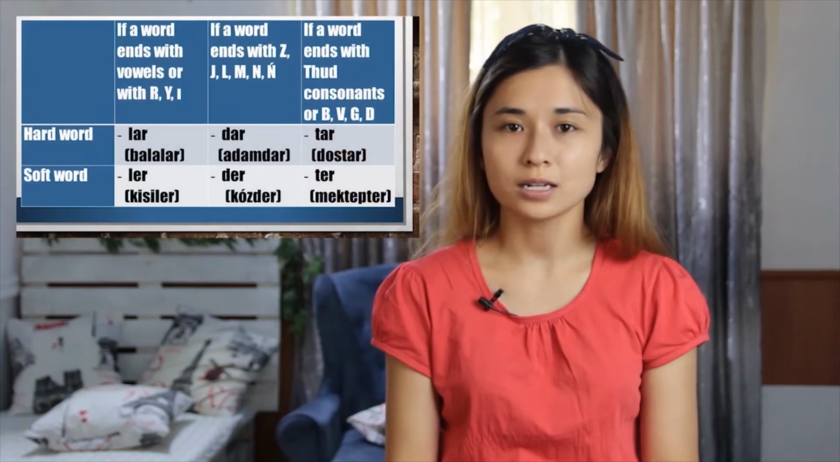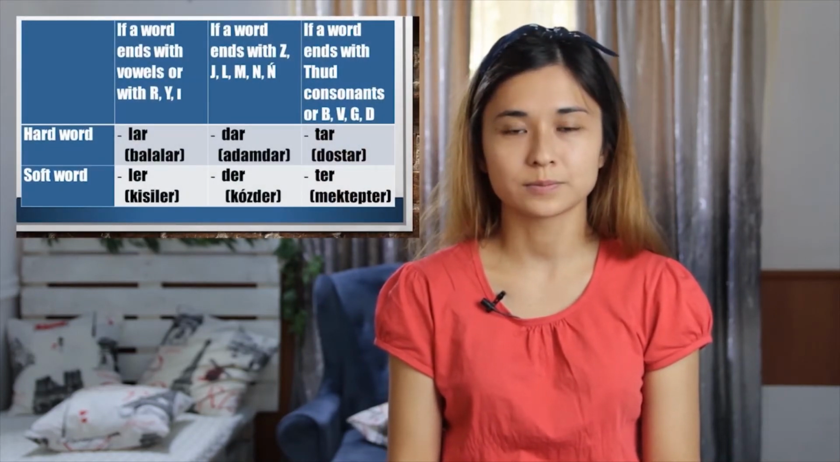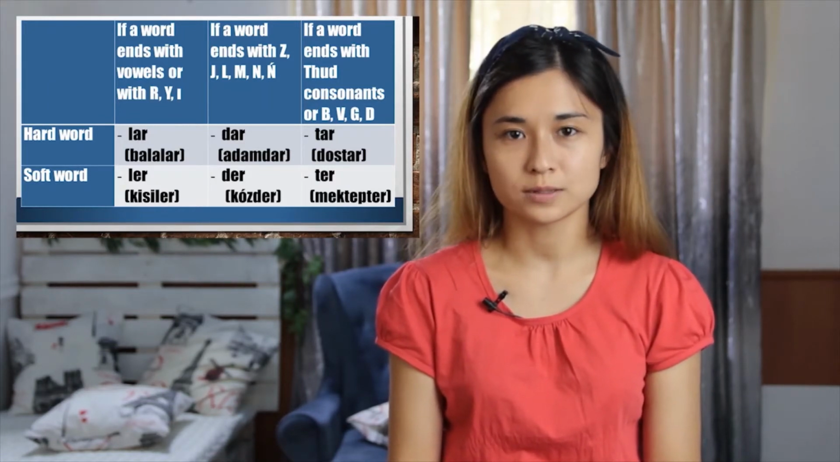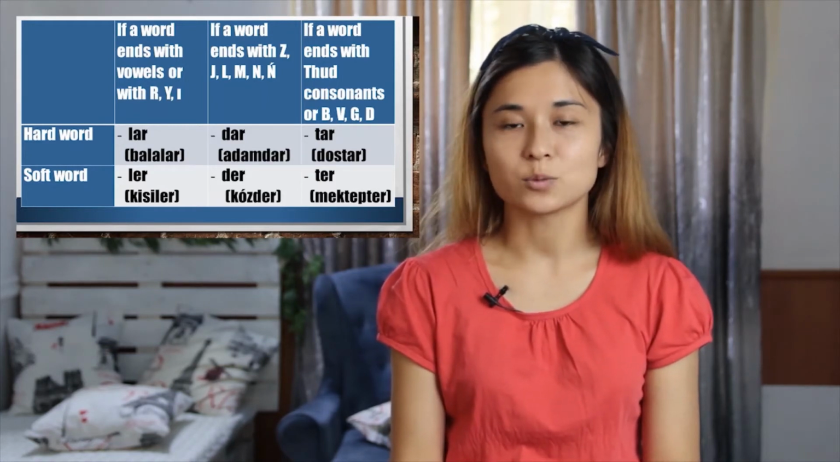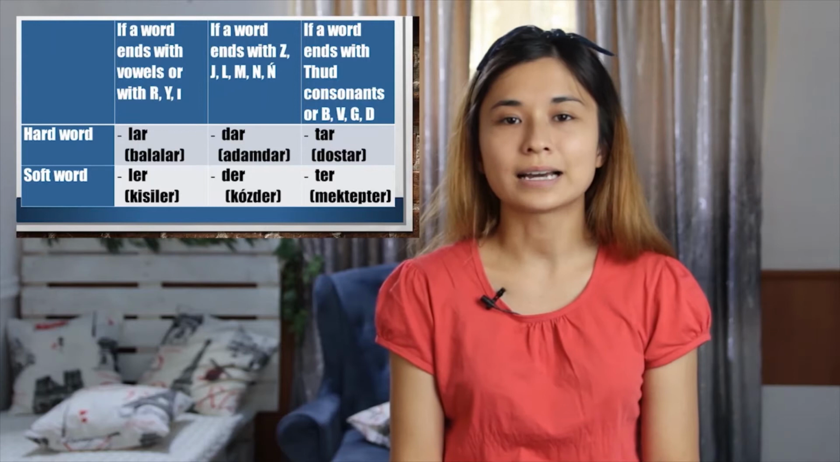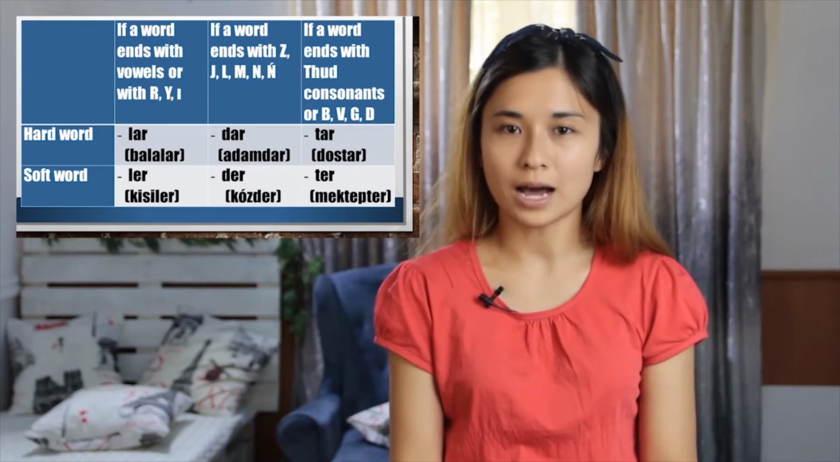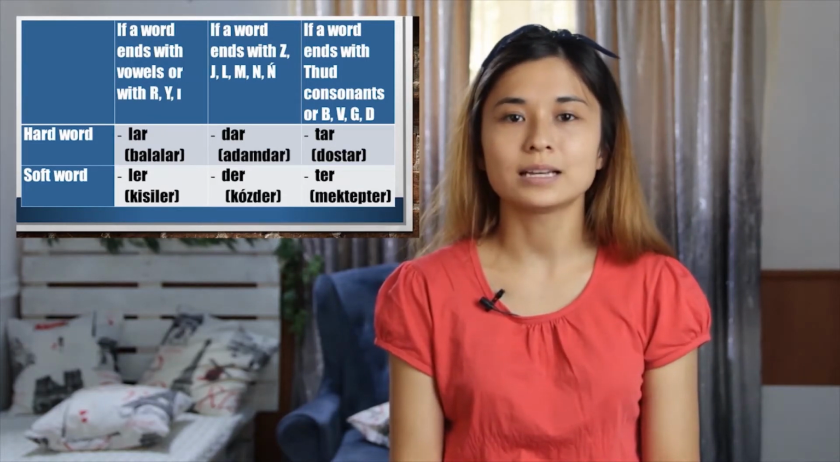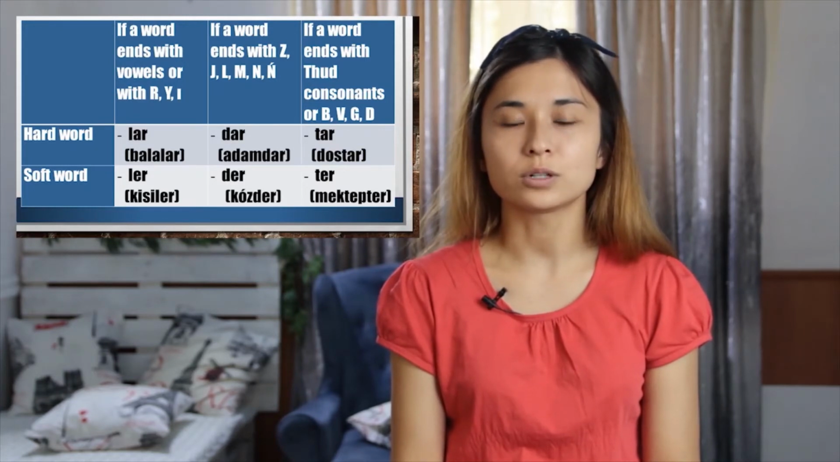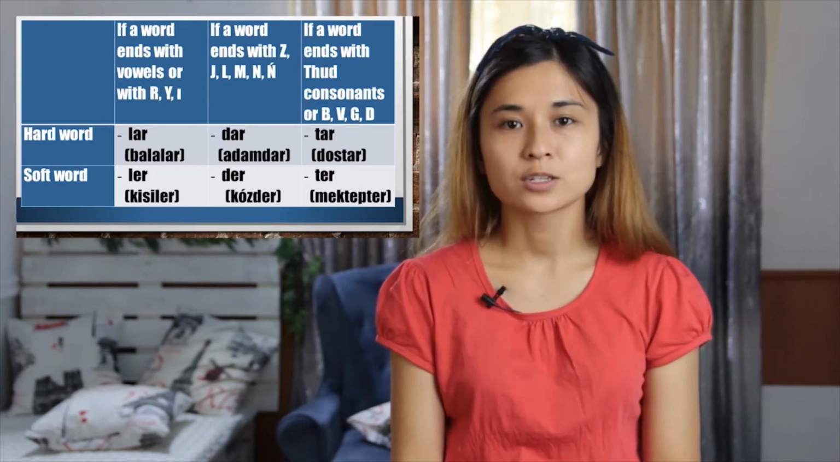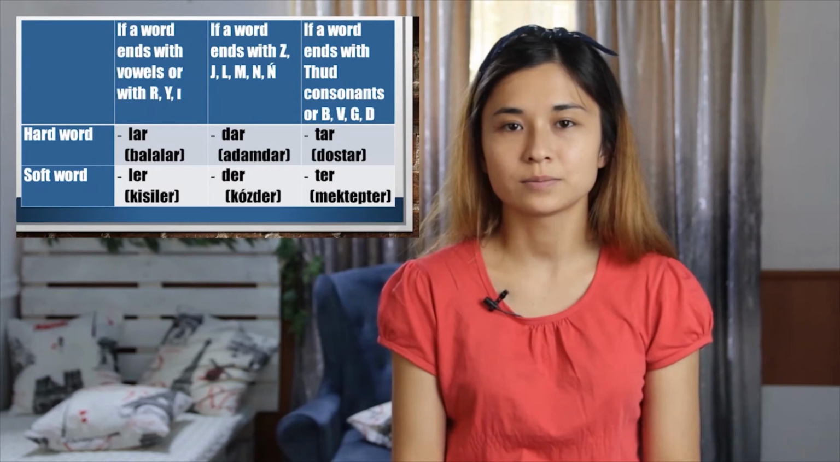How to make plural nouns. As we studied in the previous lesson, there are hard vowels and soft vowels. Similar to that, we have hard words and soft words. If a word ends with vowels or with letters r, a, i, then for hard words you add lar, for soft words you add ler. For example, hard word Bala, a child. Balalar, children. Soft word kisi, a person.